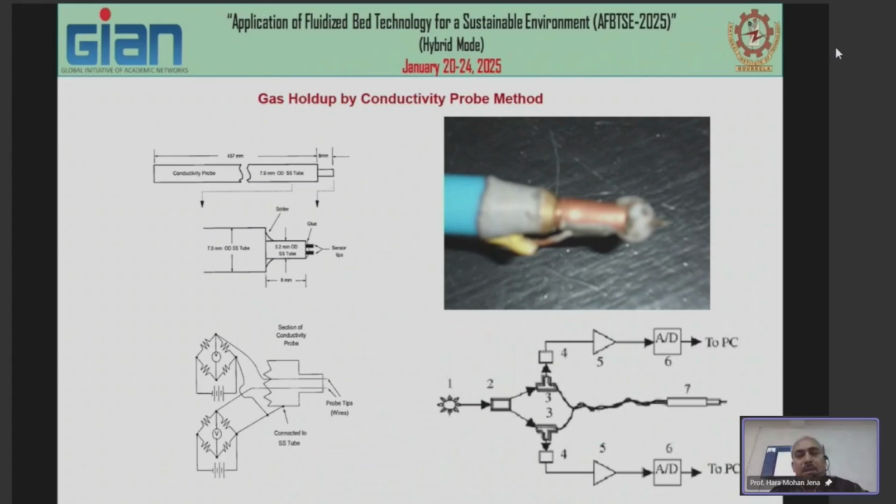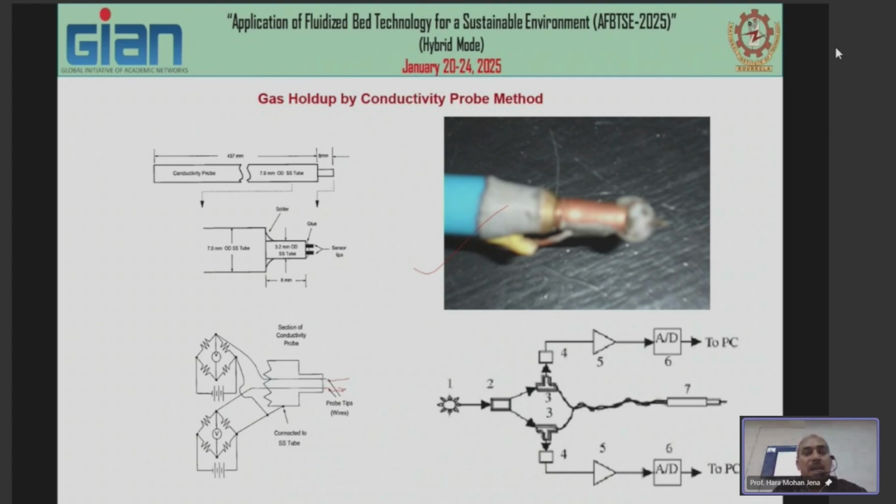So here in one experimental setup, a conductive probe is shown. Either it is a single probe or a dual probe. Dual probe means suppose a bubble is moving, it touches this probe and we get one signal, then it touches this one and we get another signal. Through this the bubble rise velocity can be measured.